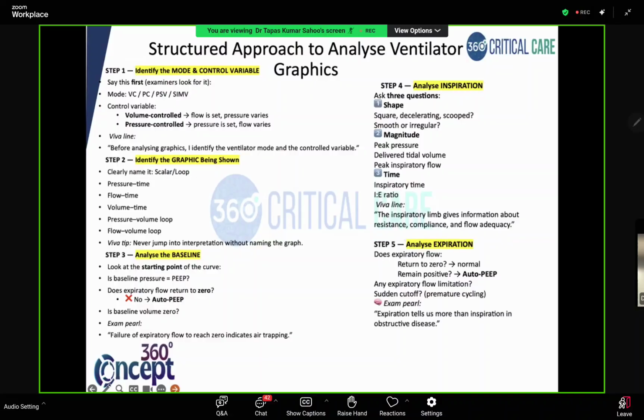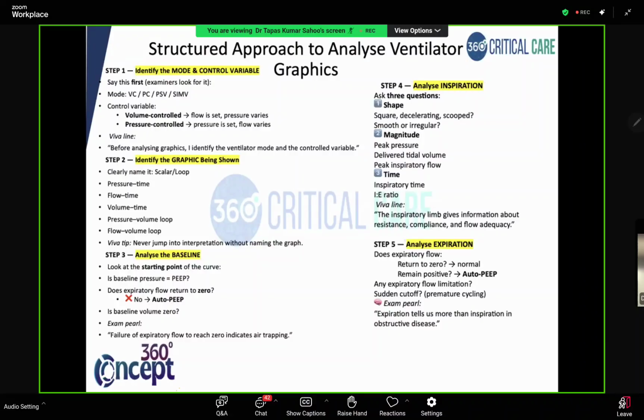Now, step 5: after inspiration, you will analyze the expiration. In the expiration, you will ask these 2 questions. Does the expiratory flow return to 0? That means normal. If it remains positive, auto-PEEP. Almost 75% of questions in any exam, the examiner would be revolving around auto-PEEP. So don't hesitate to use this if your expiratory flow is not returning to 0.